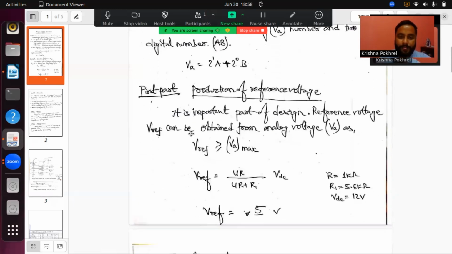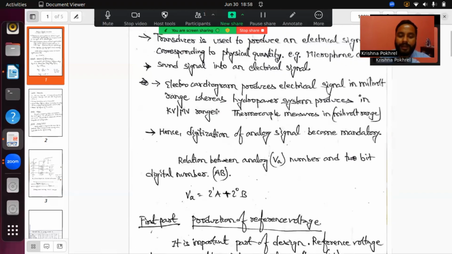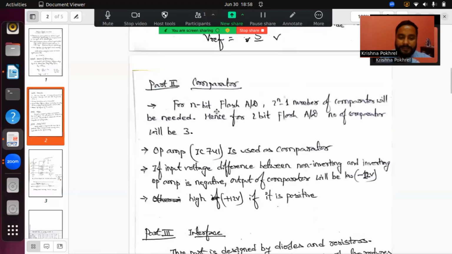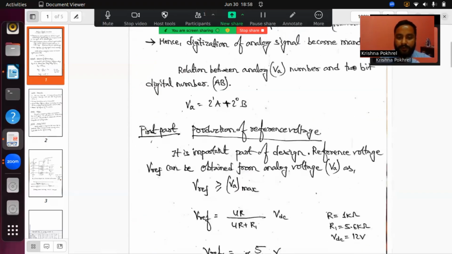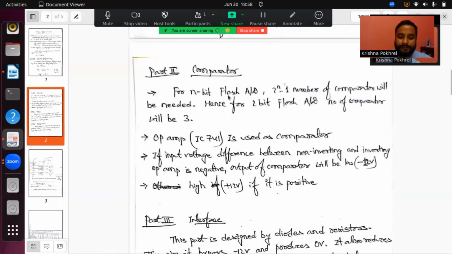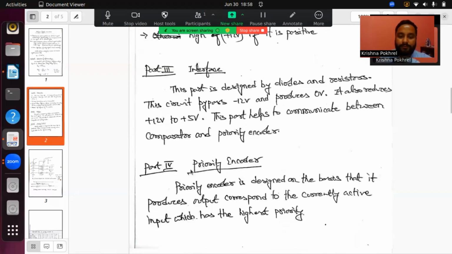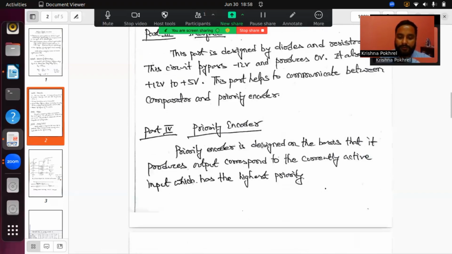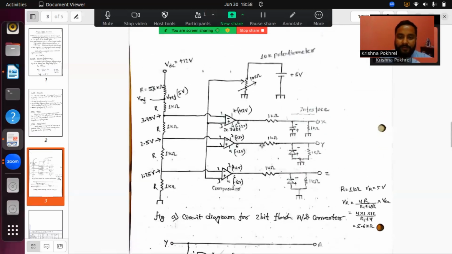I'll explain it. In our experiment, we have different parts. The first part is production of the reference voltage. The second part is the comparator, the third part is the interface, and the fourth part is the priority encoder. I would like to explain through this figure.